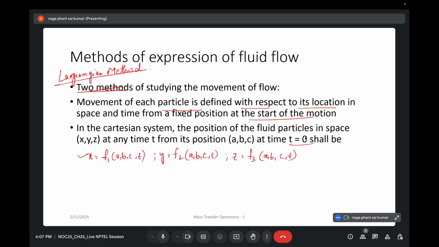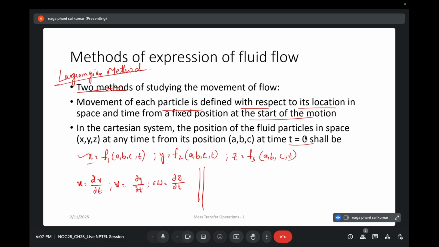If you want to express velocity or acceleration, we have to take the derivative of the coordinate. So u, that is velocity in x direction, will be equal to dou x by dou t, the differential of x. And similarly v, that is velocity in y direction, will be equal to dou y by dou t, and velocity in z direction, that is w, will be equal to dou z by dou t.